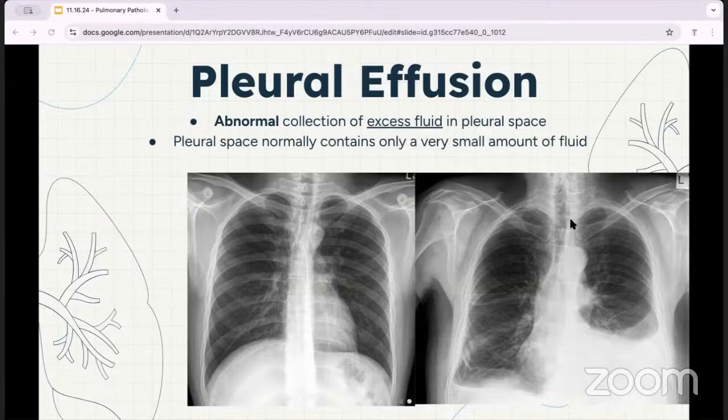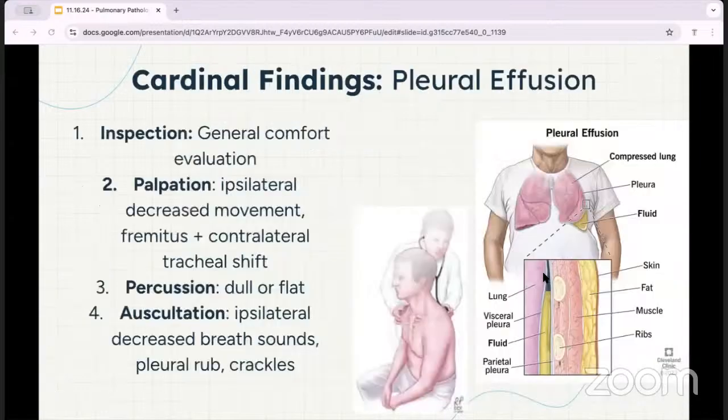This X-ray on the left shows a normal lung, like the one before, with no extra fluid in the pleural space. But on the right, you can see the pleural effusion as this white area at the lung base. This fluid pushes the lung upward and reduces its ability to expand fully. So again, the same thing, let's do our cardinal findings and go one by one.